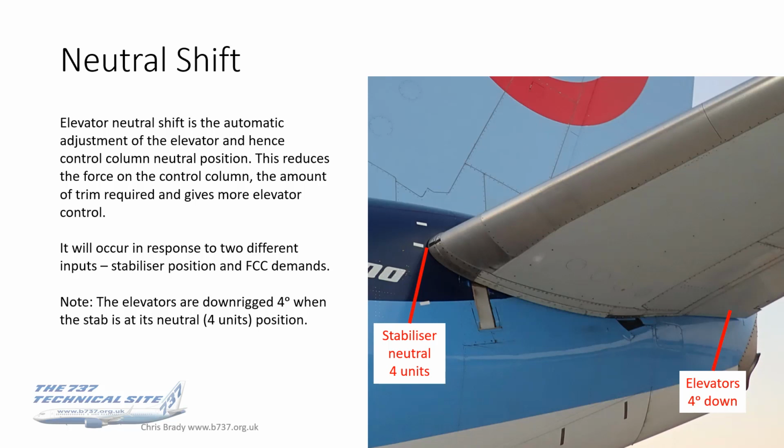Now what I'd like you to do is just remember, I did mention it earlier, but let me mention it again, because you'll need this to follow what's about to come next. The elevators are downrigged 4 degrees when the stab is at its neutral position. So when the stab's neutral, i.e. 4 units up, the elevators will be 4 degrees down.